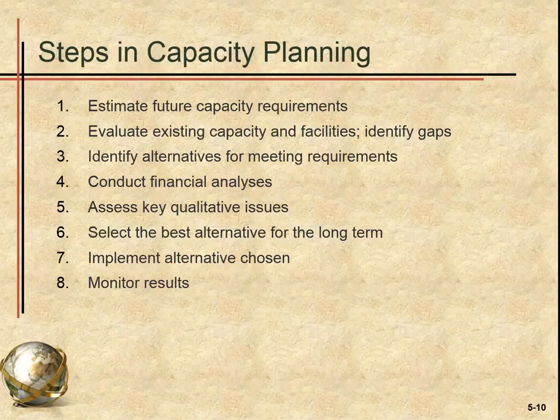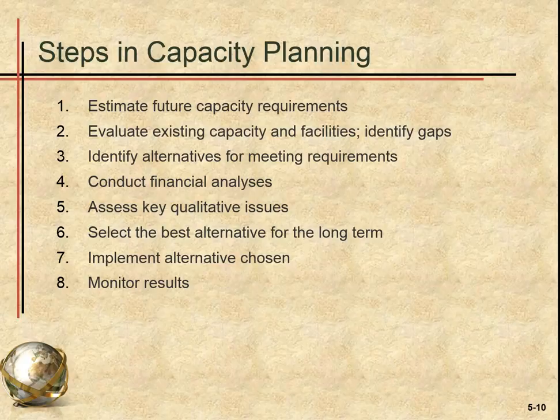So, for example, how easy it is to use a new machine. What is the learning curve for a new machine? All kinds of things that are more personal, like the name implies, qualitative. They're about the quality of what you're going to do. And then you're going to select, obviously, the best alternative for the long run.